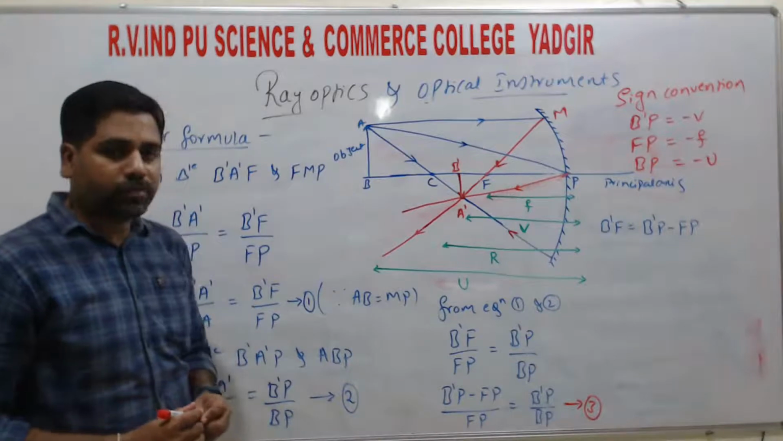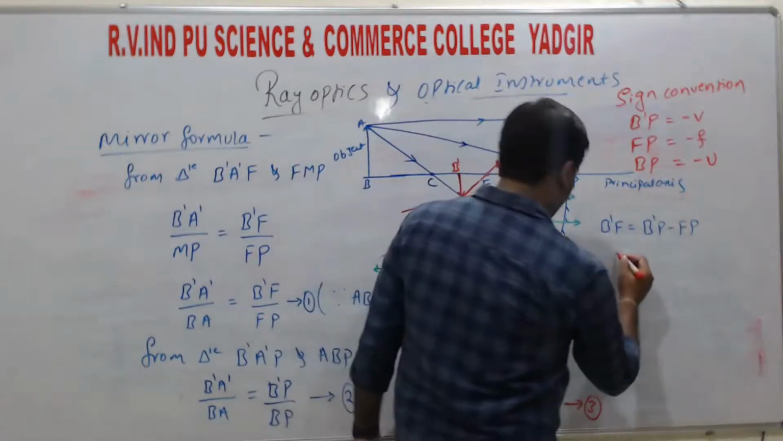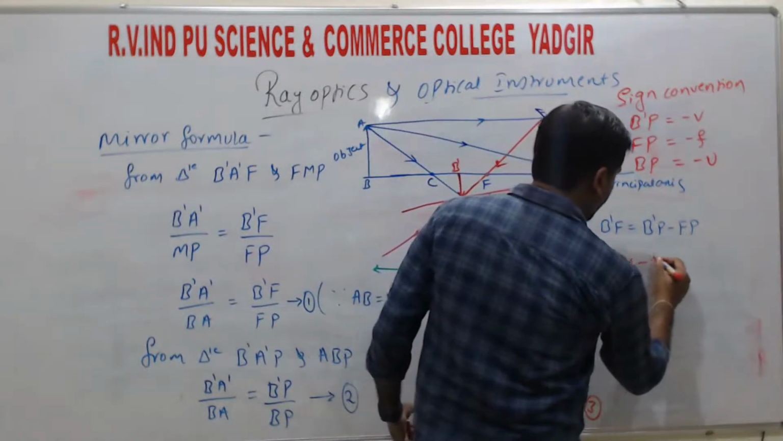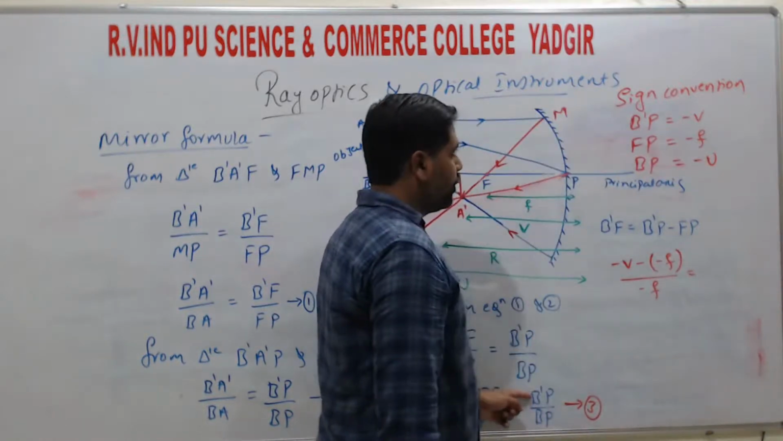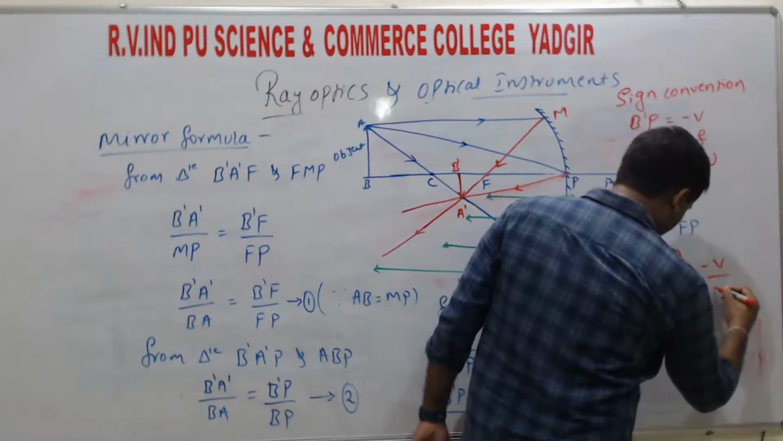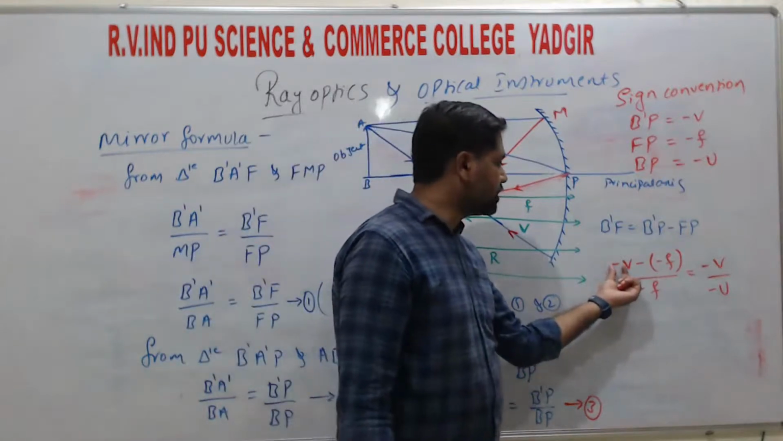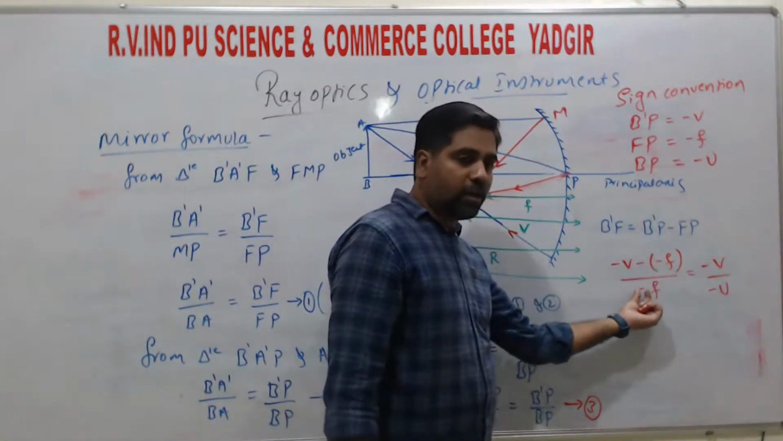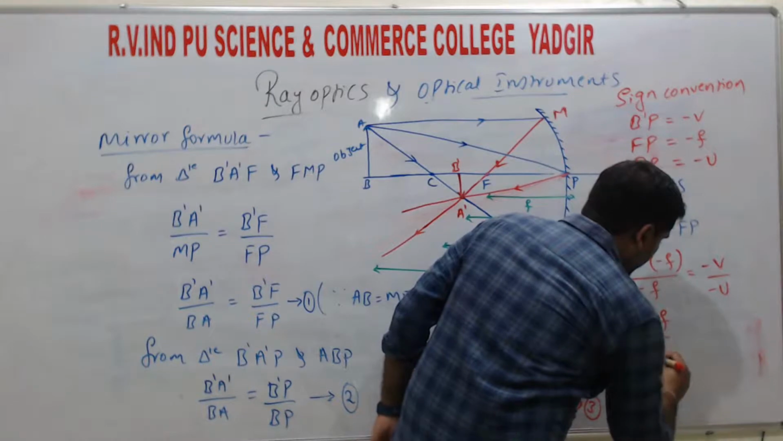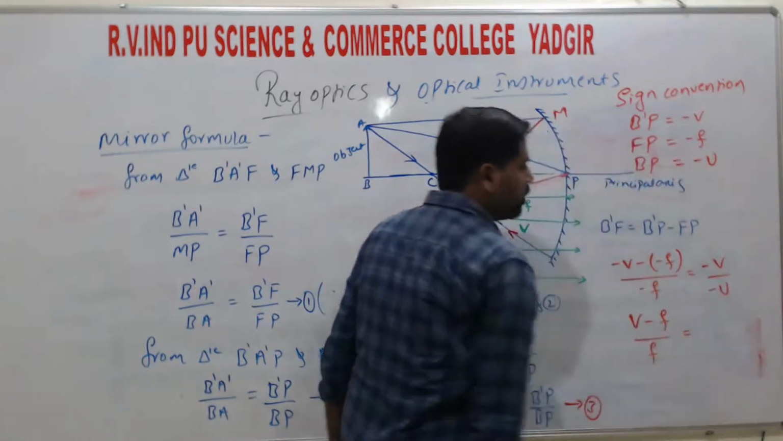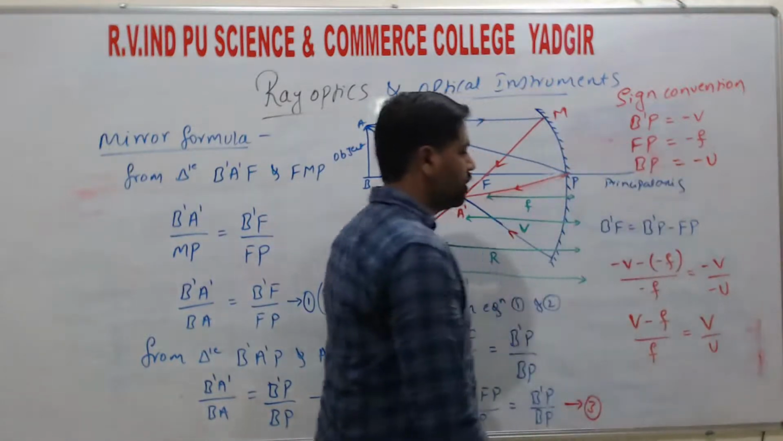If we substitute all these into equation 3, we get BʹP is minus V minus of minus F, whole divided by minus F, equals BʹP is minus V divided by BP is minus U, right? Here we can take minus as common, so the minus in the numerator and the denominator cancel. We get V minus F divided by F, equals V by U.